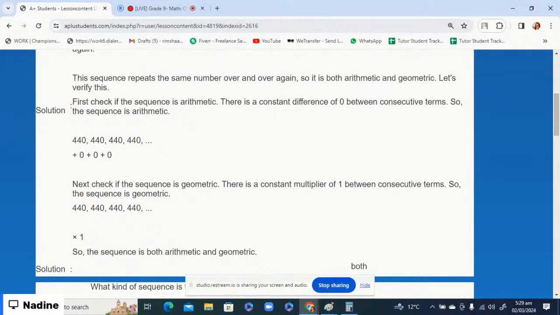Now for checking the geometric sequence, how do we check it? We are just checking whether the consecutive terms are multiples of 1 or some other number. So here 450 times 1 is 450, then again 450 times 1 is 450, then again 450 times 1 is 450. So the pattern is both arithmetic and geometric. Hope you understand about the arithmetic and the geometric. Let's do the next.